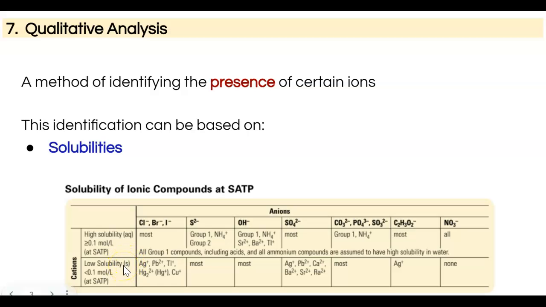For instance, if I were to ask you about the solubility of a particular substance like Ag2SO4, silver sulfate, I would say, okay, well, here is sulfate, and here is silver. Silver and sulfate together make something with low solubility. So it would form a solid precipitate in solution.